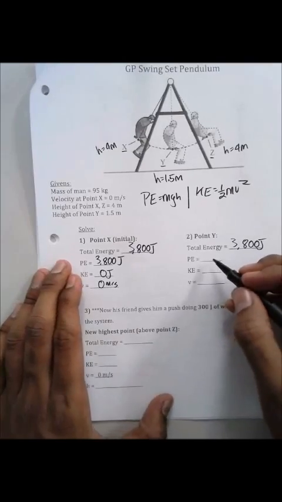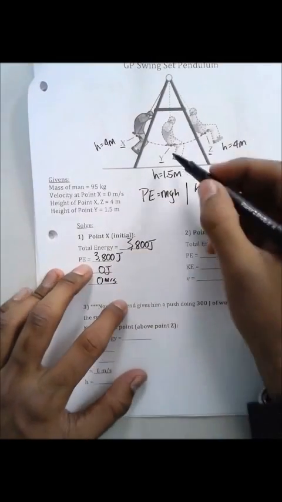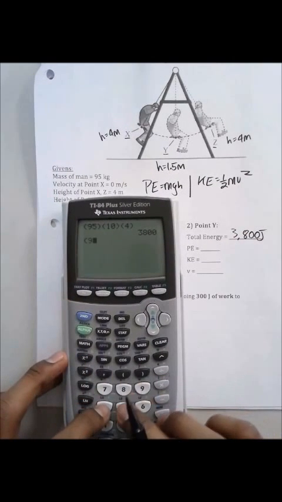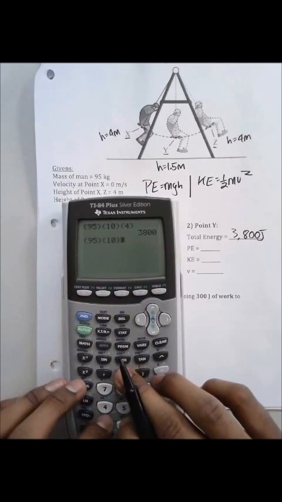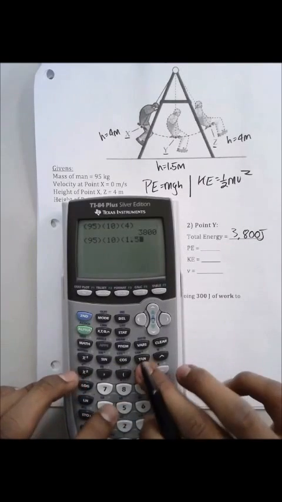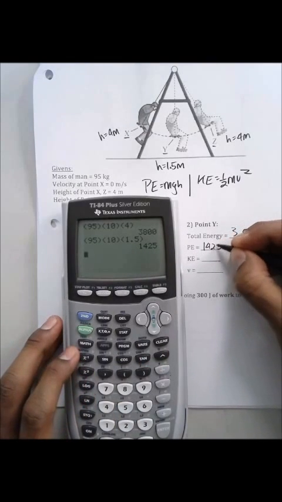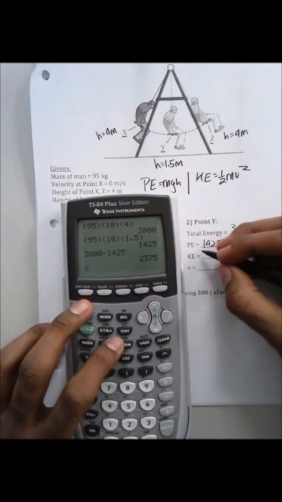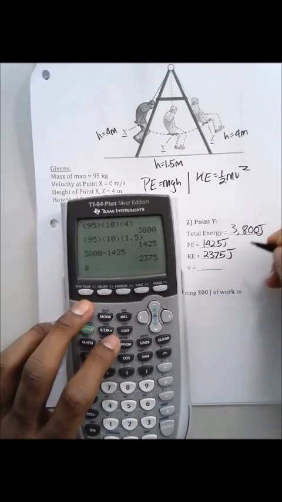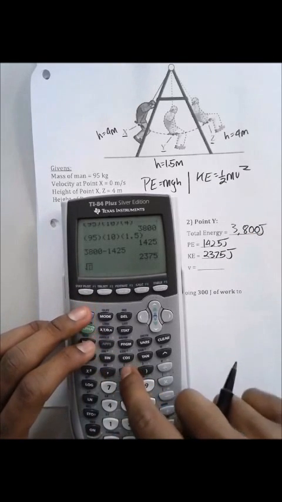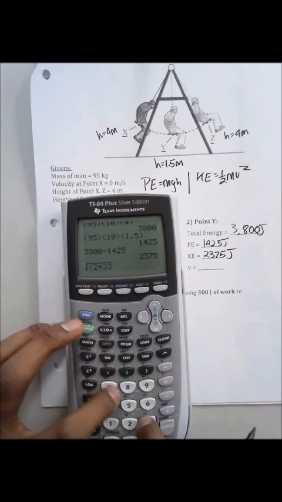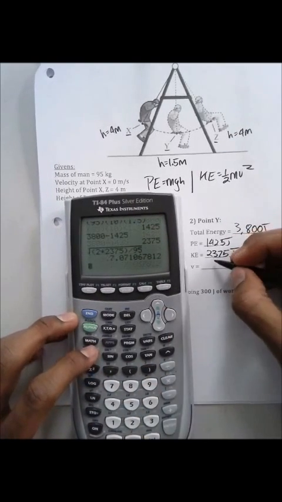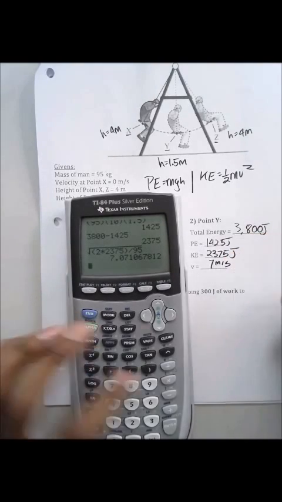Now, that doesn't mean the potential energy is the same, because we know that the height is a little bit lower here. So, total energy is still 3,800, but the height is lower, so it's actually 95 times g, 10, times 1.5. So it's 1425 joules. The kinetic energy is 2375 joules. And we know that, using the same formula we used last time, 2KE divided by m, the velocity should be around 7 meters per second.